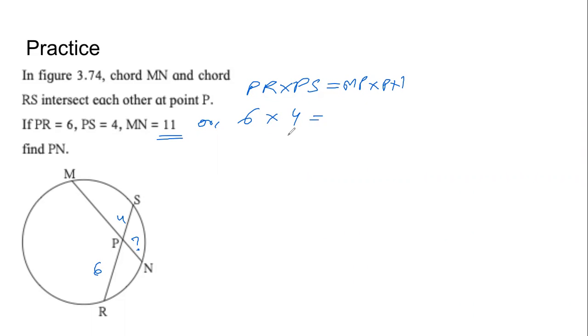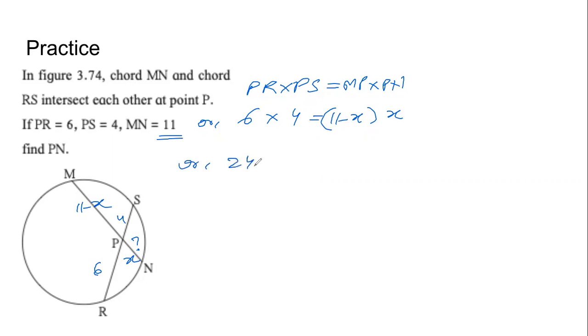Now, do we know MP? We don't know. Do we know PN? We don't know. But we do know MN. Total is 11. So we can say let PN equal X. Then the remaining part will be 11 minus X. Because the total is 11, MP is 11 minus X and PN is X.